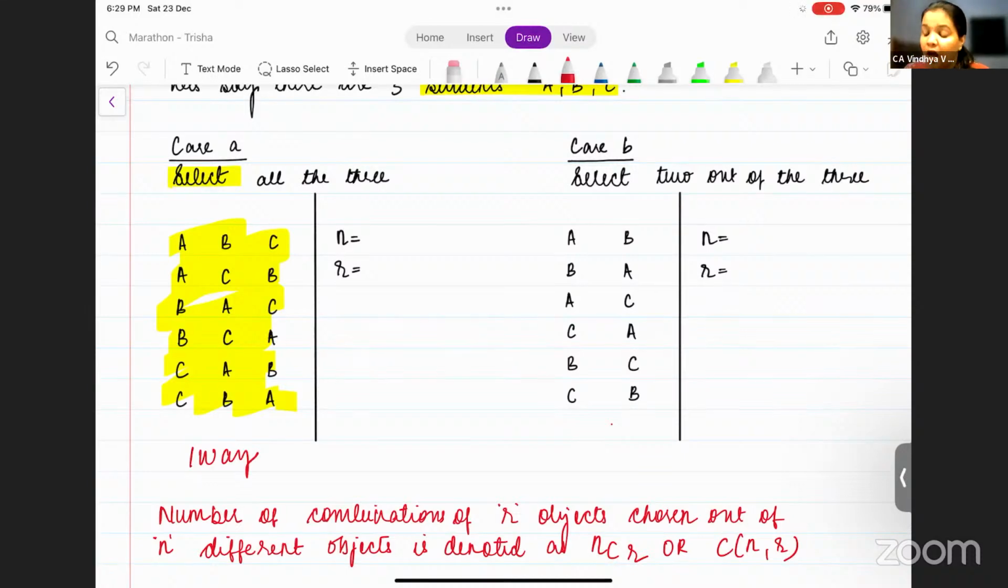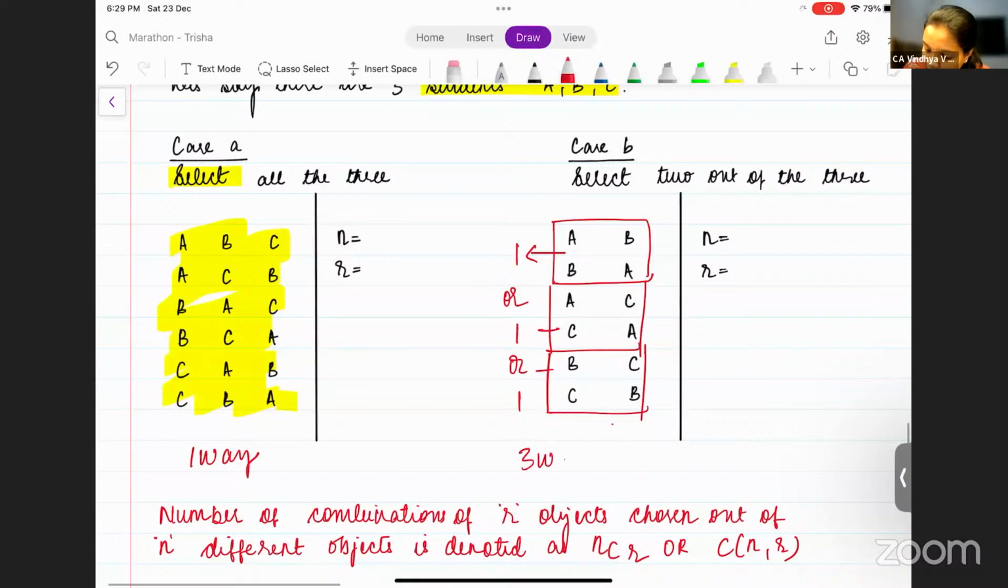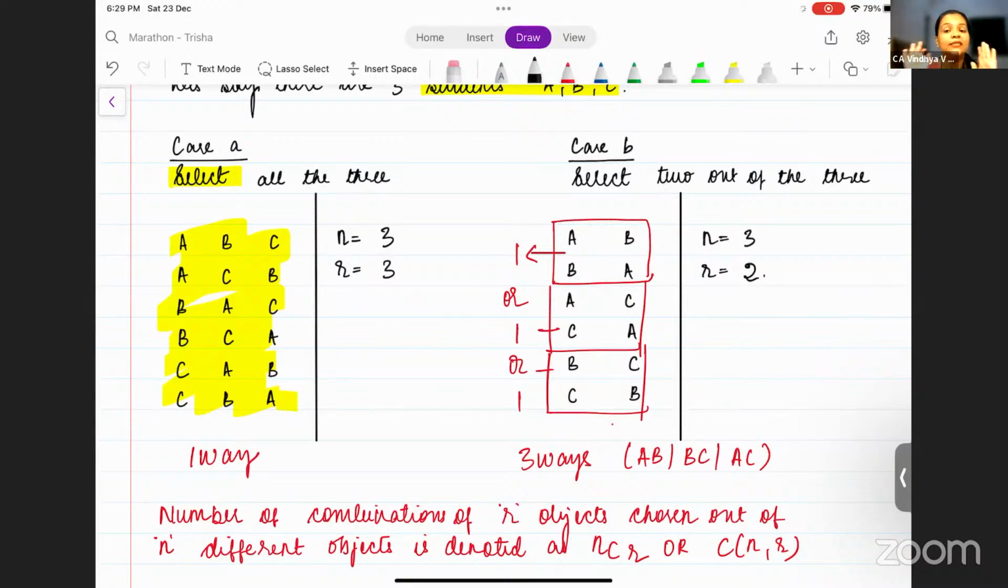Only in one way. Now when it comes to any 2 out of the 3, be it AB or BA, it is the same. Correct? Be it AC or CA is the same. Be it BC or CB is the same, right? So you have, this is one alternative, or this is another alternative, or this is the third alternative, making it 3 possible ways. What is that? AB, BC or AC. Arrangement is not important. All right. So here n value is 3, r value is 3, and here n is 2 and r is 2. What is n and r remains the same.